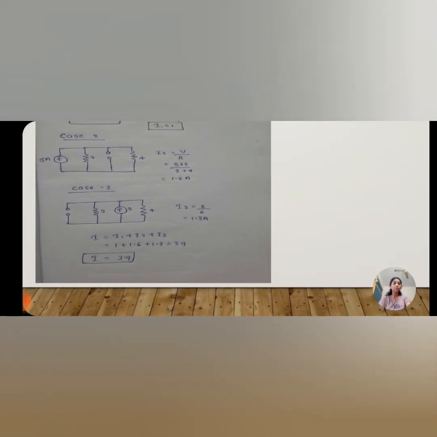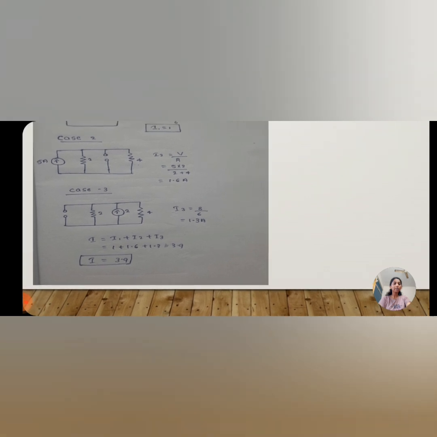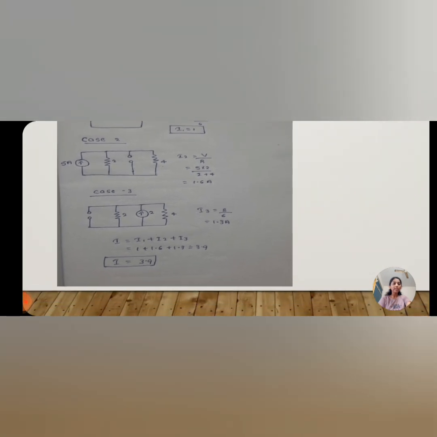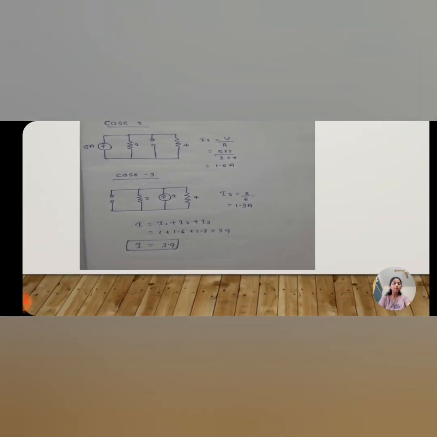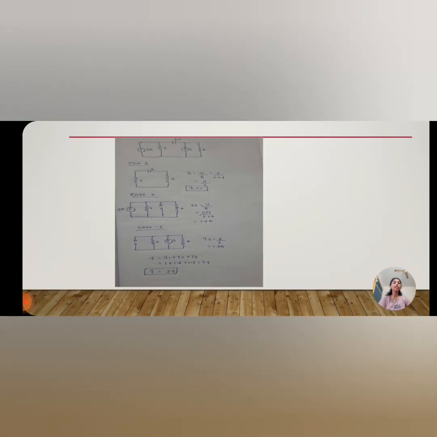I3 is equal to V by R. V is nothing but IR, which is 8 into 2. The total current is the sum I1 plus I2 plus I3. I1 is 1, I2 is 1.6, and I3 is 1.3. The total is 3.9, so the total current is 3.9 ampere.